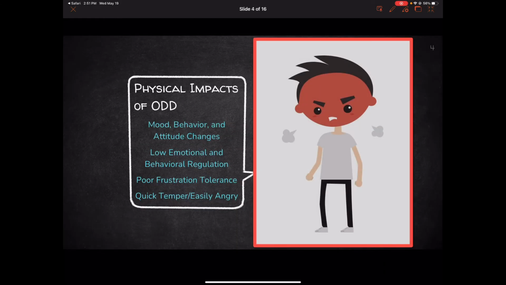So, what are physical impacts of ODD? You could see mood or behavior or attitude changes, low emotional or behavioral regulation, poor frustration tolerance, quick temperedness, or just easily angered. You're going to see these children who you say one thing wrong and they light a fire underneath you. They're easily angered and angry all the time.